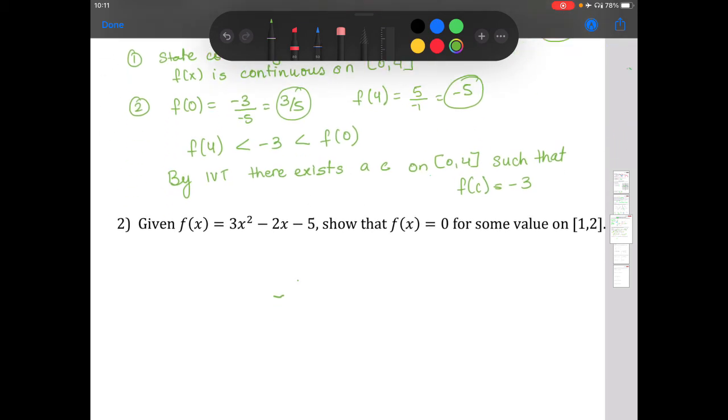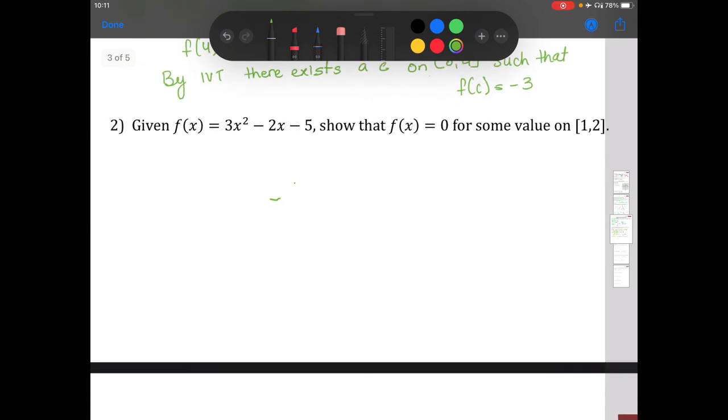Okay, so let's try number 2. It's again giving us a polynomial function. It's actually a quadratic function. Show that f of x equals 0. So we're checking, does this y value fall in between f of 1 and f of 2? If it does, then there does exist a c. If it does not, then we'll talk about it otherwise. So before we even do that, what do we always check? We always check for continuity. So the first thing is to check for continuity. It is a polynomial function. It's actually a parabola, so it is continuous. So let's write that down.